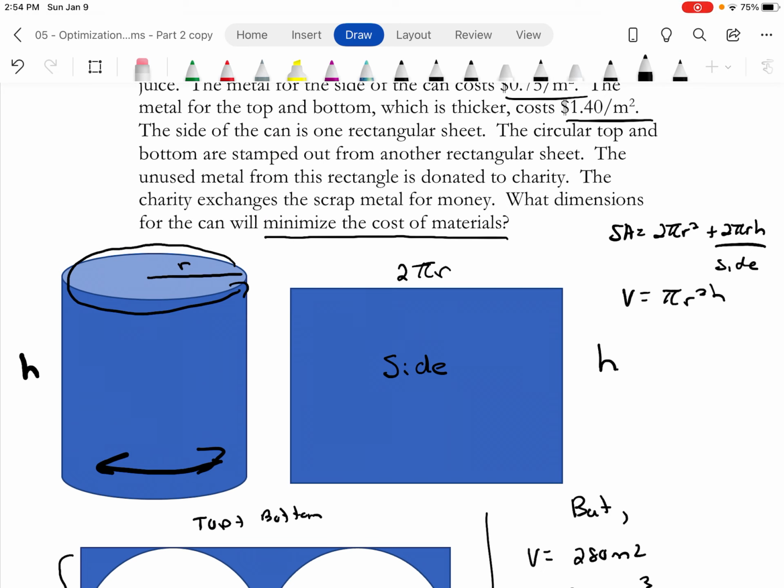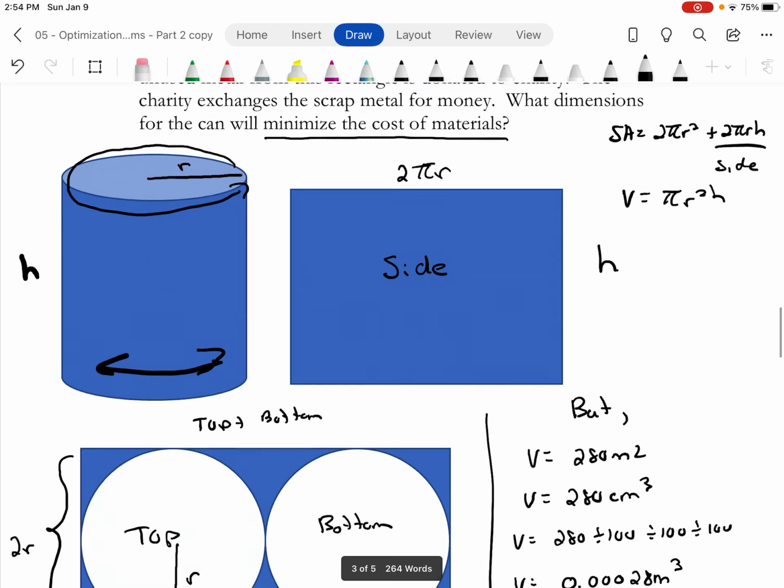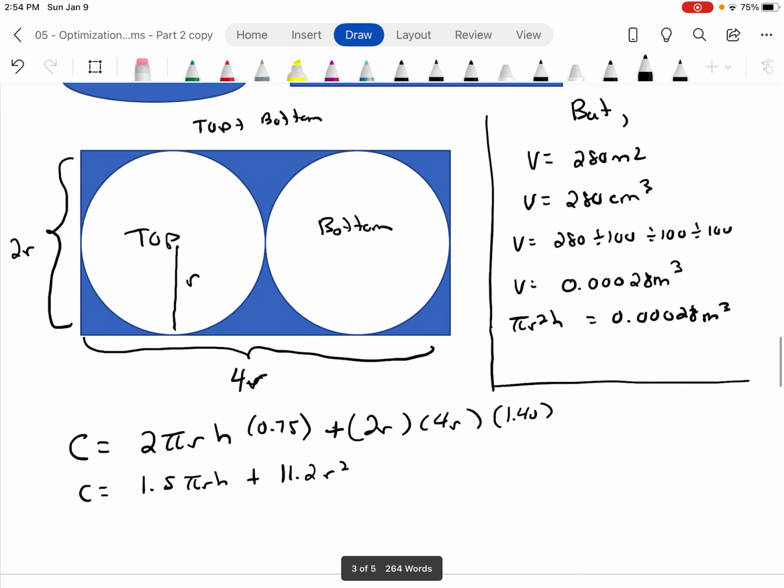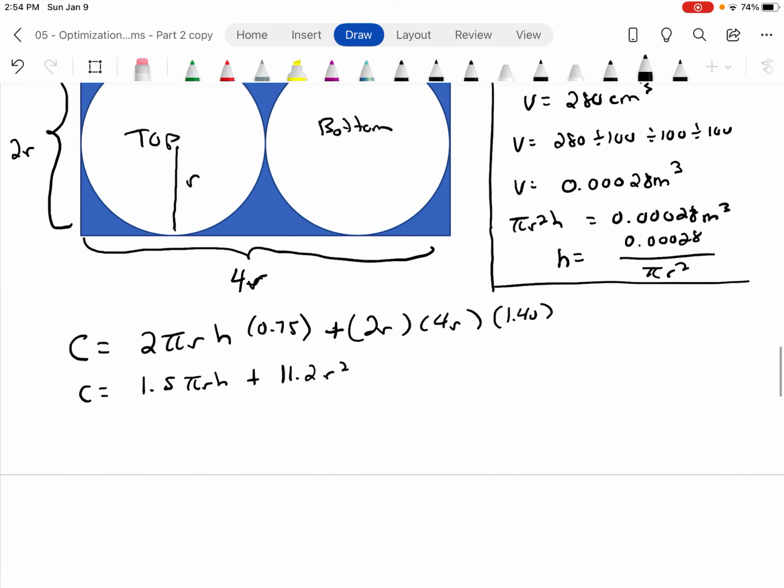Pi r squared h. If you're wondering about formulas for the upcoming test, I'll always give you the geometric formulas. If it's a triangle, maybe I won't feel like giving it to you, but here I'll definitely give you those formulas. And so I'd like to solve for h. You've got your choice. You could solve for r squared, but then the equation has r and r squared in it. I don't think you'll find that as easy. The h is a little bit easier to deal with here, so it's 0.00028, and that's all divided by pi r squared.